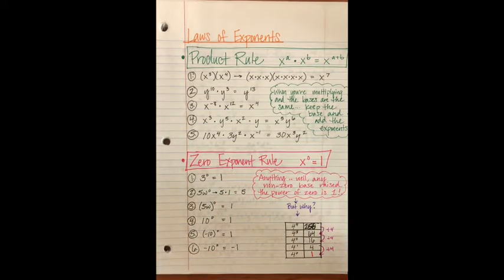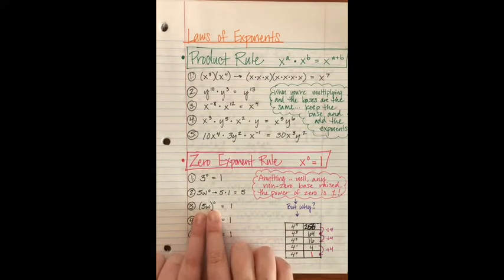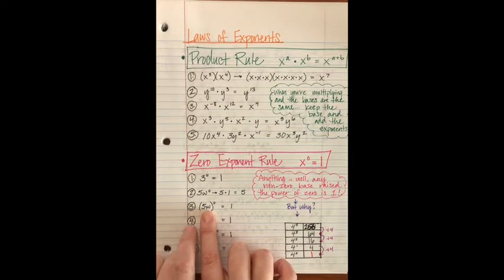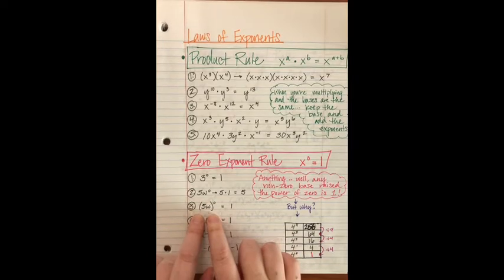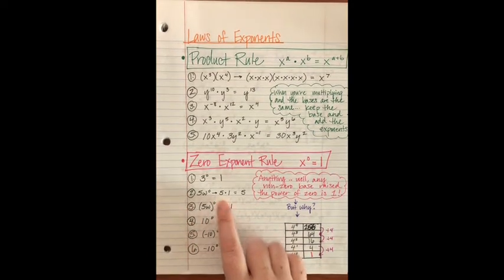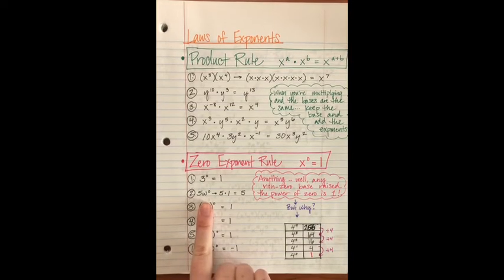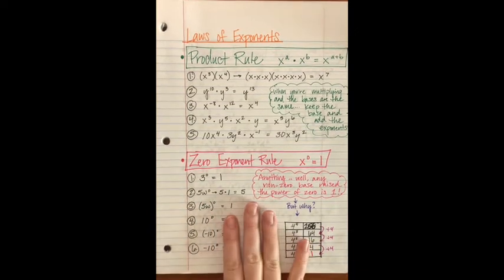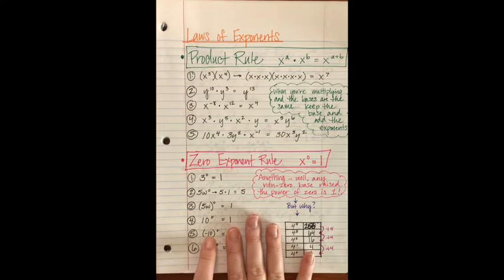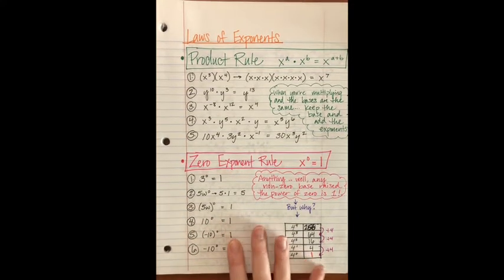Number 3 is different though. 5w is your base. I know the 5w is the base because it's grouped together. So you're taking all of that and raising it to the power of 0. But any base raised to the power of 0 is 1. So that just ends up as 1. 4, 5, and 6 look pretty similar. 10 to the power of 0, 1. Negative 10 was within your base. Any base raised to the power of 0, 1.